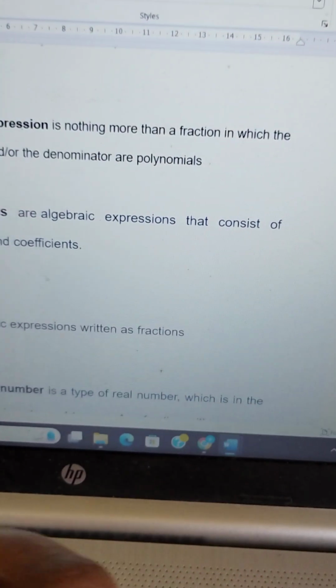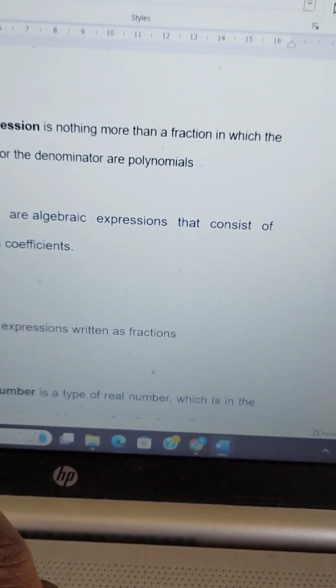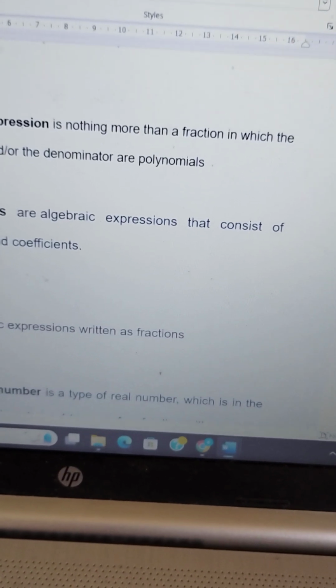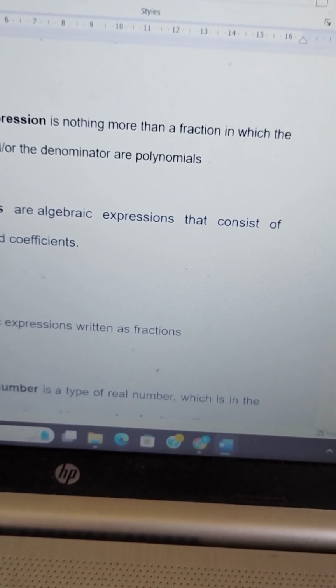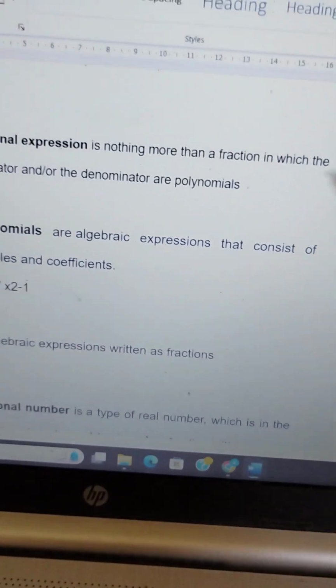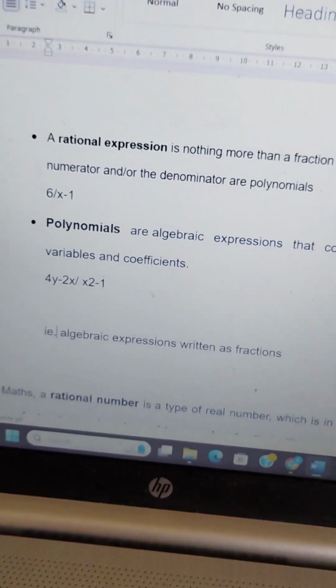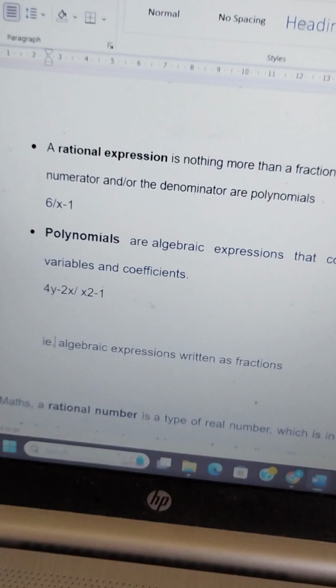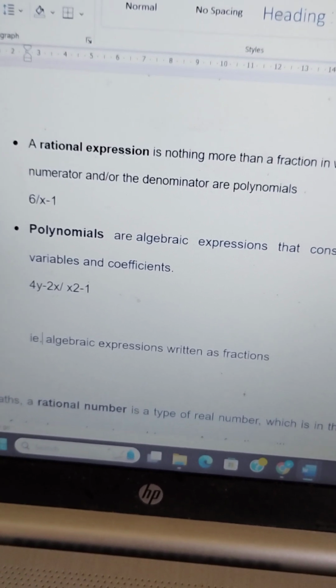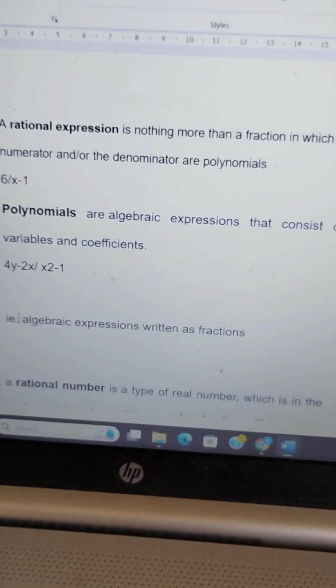So that's it. A rational expression example would be 6 divided by x minus 2. Another example can be x squared minus 2b minus 1. So they are examples of what it is. Now that you have that in mind, we're going to create the expression based on what the question asks.